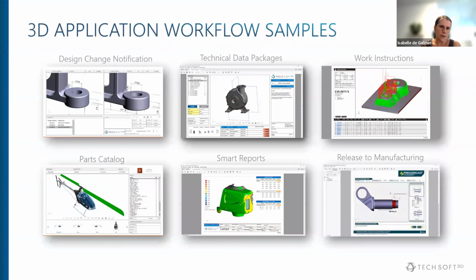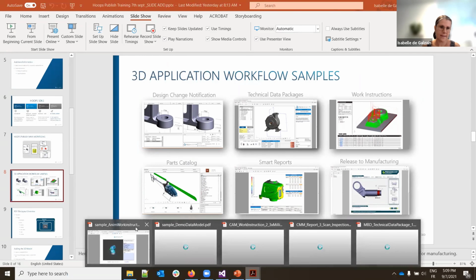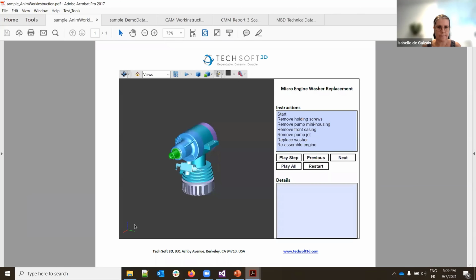So here are the different workflows and samples that we can have as a 3D application. I'm going to show you different samples of PDF that can be generated with Ops Publish.